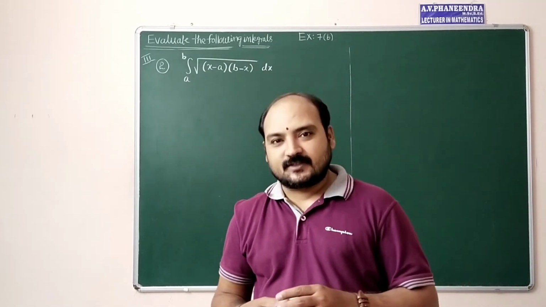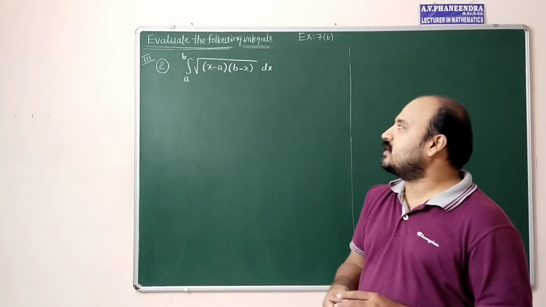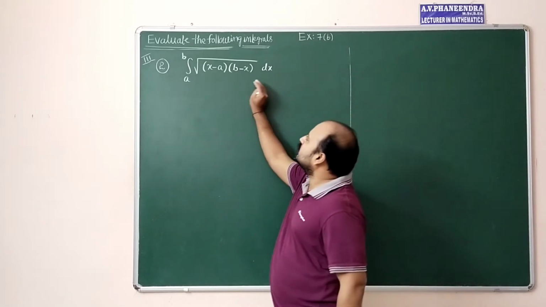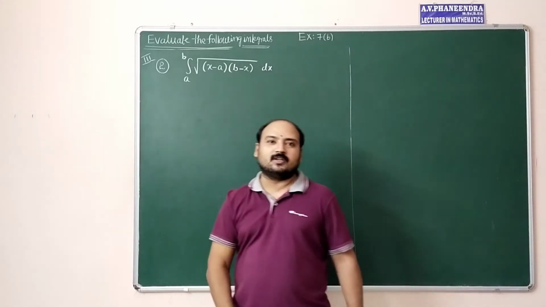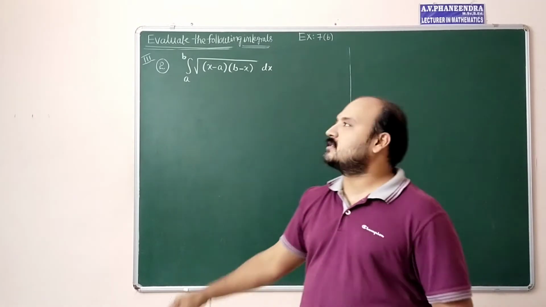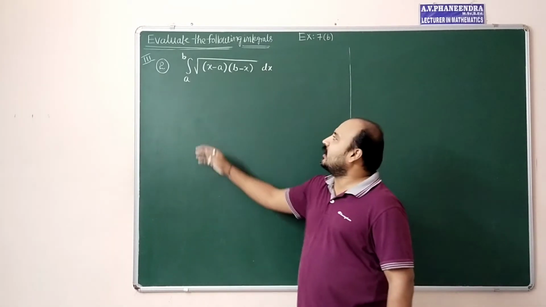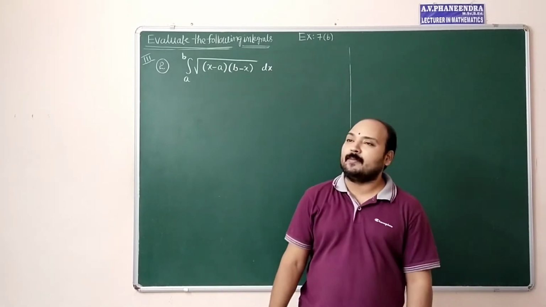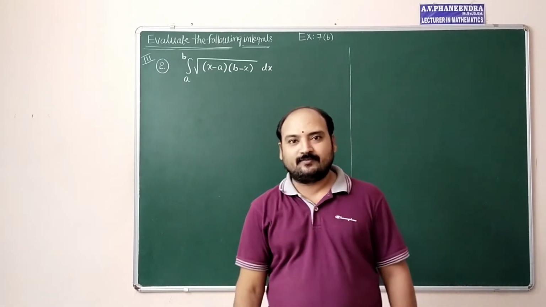We are in exercise 7b. Today's class is very important. It's a very important question here. It's very lengthy but it is easy. I am going to discuss this question: integral a to b of square root of (x minus a) into (b minus x) dx.